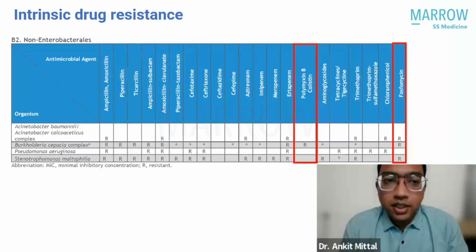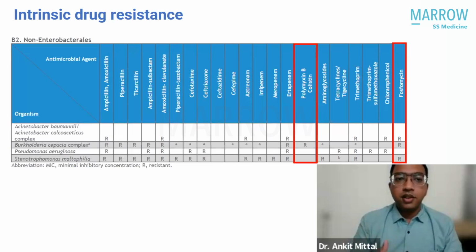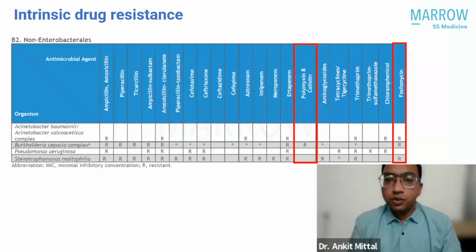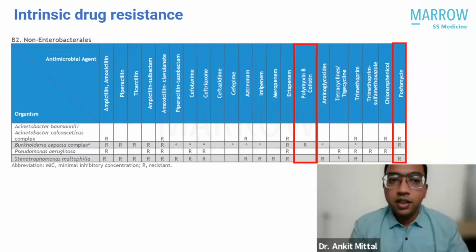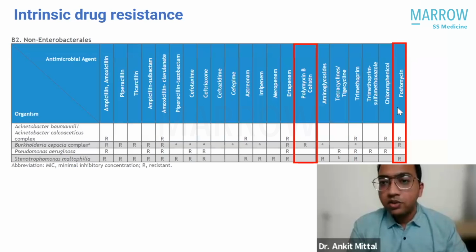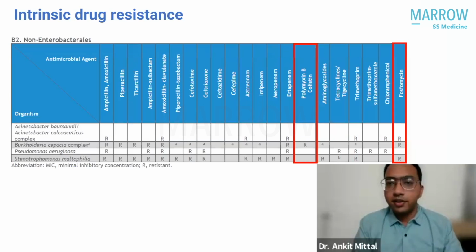Some of the other intrinsic resistance I would like to highlight is polymyxin B for Burkholderia. So, usually non-fermenters: Acinetobacter, Burkholderia, Pseudomonas, Stenotrophomonas. Amongst this whole group, Burkholderia is usually colistin resistant, and sometimes the property of colistin resistance is even used for identification of Burkholderia. And the last thing is fosfomycin. Everything except for Pseudomonas is fosfomycin intrinsically resistant.